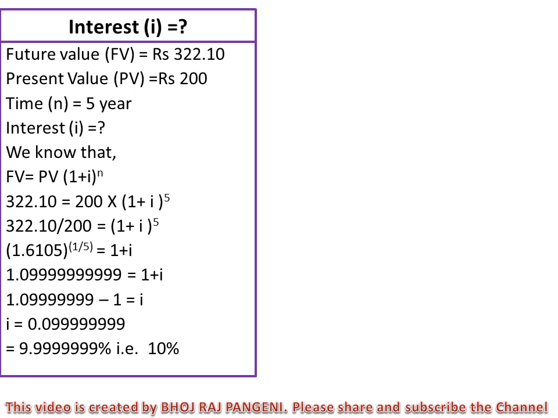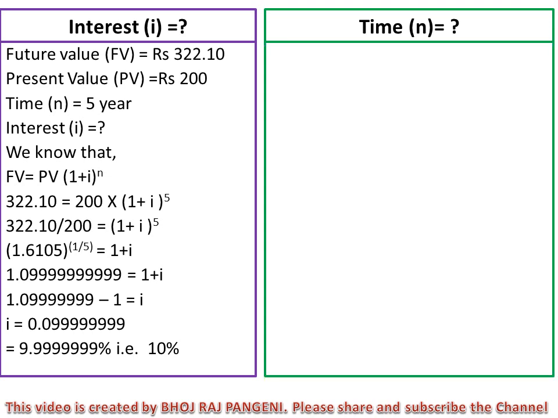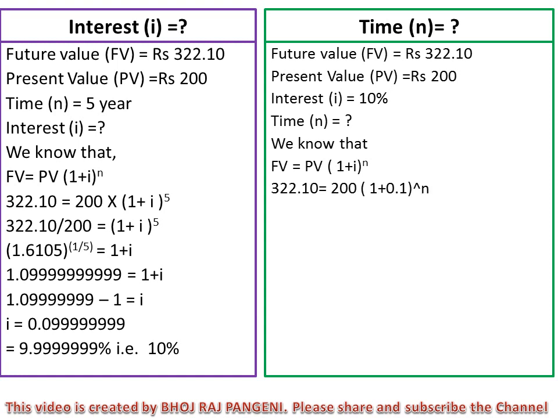Now it's time for calculating the time, or number of years. Time n equals what? Again we assume the future value equals rupees 322.10, present value PV equals rupees 200, interest i equals 10%, and what is the value of time? Again we use the same formula, FV equals PV times (1 plus i) to the power n. Put in the values of FV, PV and i. We don't know the time n.